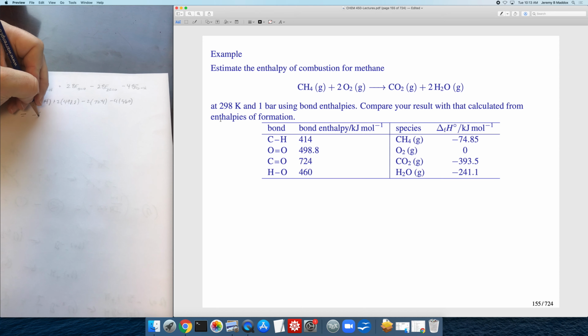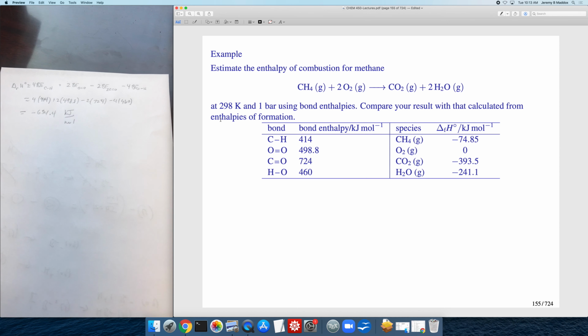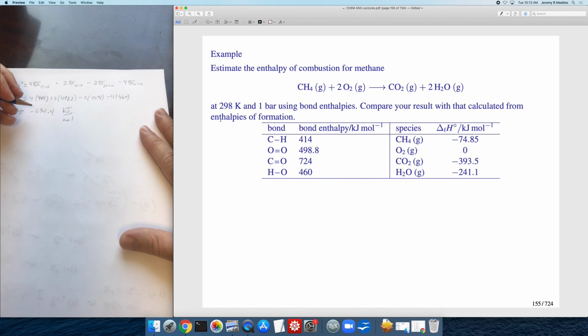I'm getting minus 634.4 out of this. It'll be kilojoules per mole. That's our estimate. Let's see if it's any good.